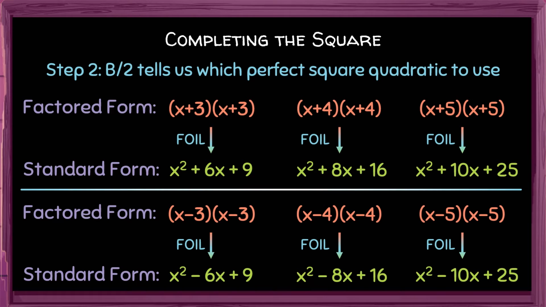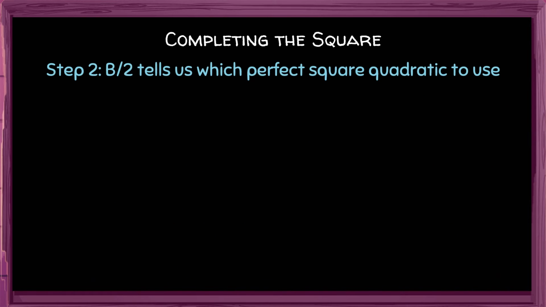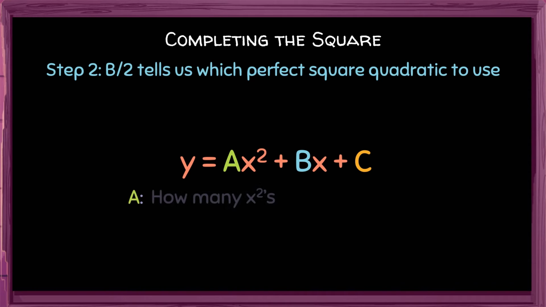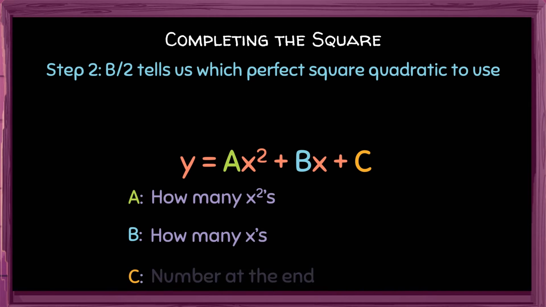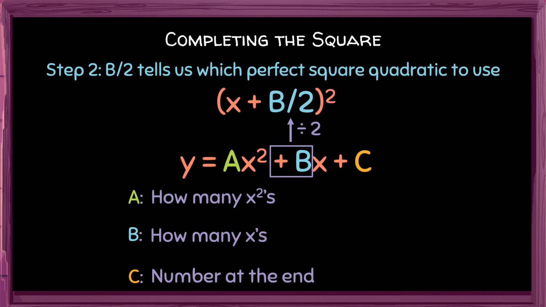Now, I know step 2 can sound complicated, so here's a simple way to do it. Look at the equation you're starting with. It has 3 ingredients: some amount of x squareds, which we call a, then some amount of x's, which we call b, and then a number at the end, which we call c. Draw a circle around your b value, the number you see in front of the plain old x. Now divide that number by 2. Whatever answer you get, write it in your parentheses next to the x. This is going to be the perfect square quadratic you need to use. Any other perfect square quadratic won't work. So you're going to have in parentheses x plus that number squared. That's it. That's step 2.